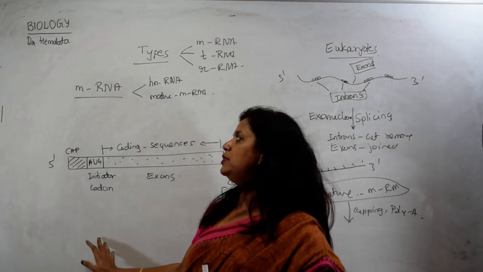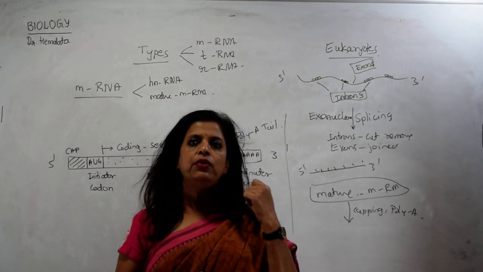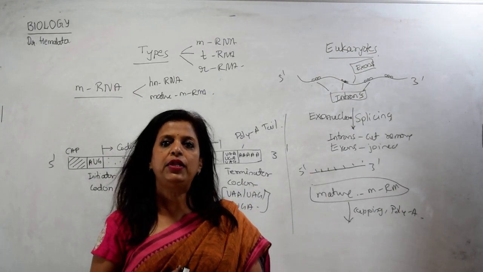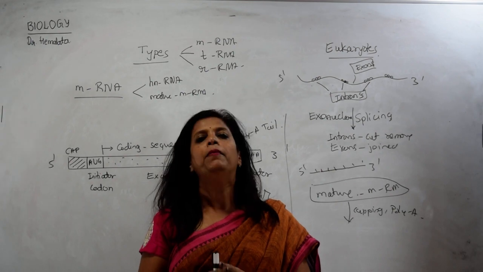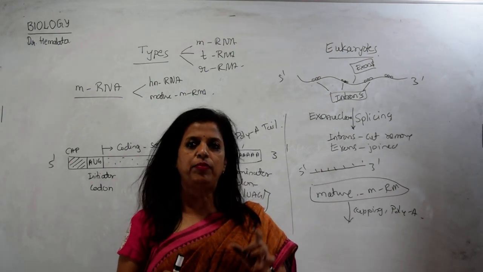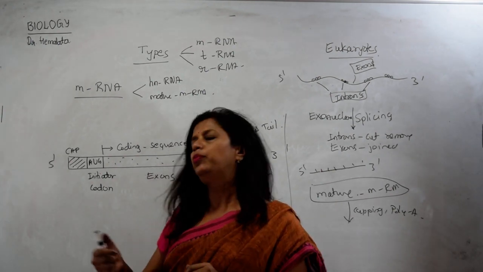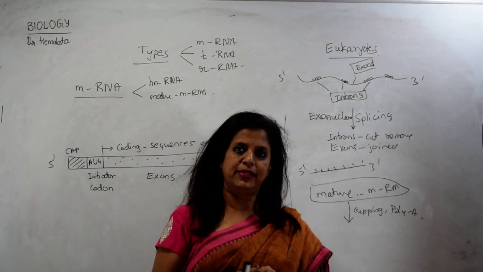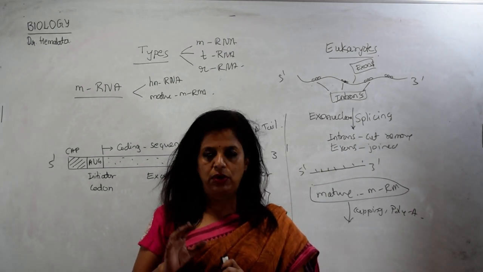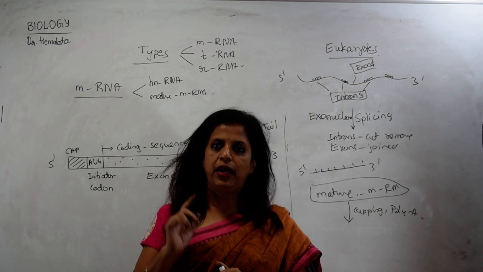Then the structure is like this. In eukaryotes, it will be hnRNA, which gets modified or purified by removing non-coding sequences to form the mature RNA. But in prokaryotes, it's regular RNA like this. Okay? So remember the mRNA structure, even for the need and for the mode.